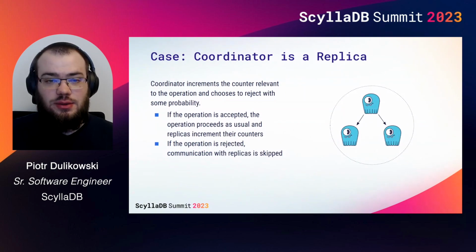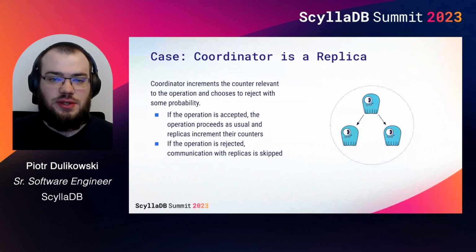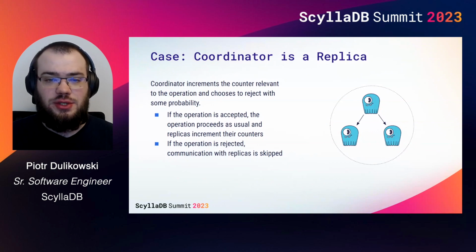Now let's see how these counters are used in the context of the whole operation. Let's start with a case where the coordinator is also a replica. This happens almost always when an application uses a properly configured shard-aware driver. Because the coordinator is a replica, it has direct access to one of the counters for the partition relevant to the operation. We let the coordinator make a decision based on that counter.